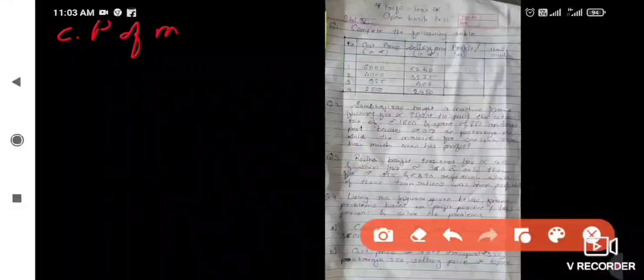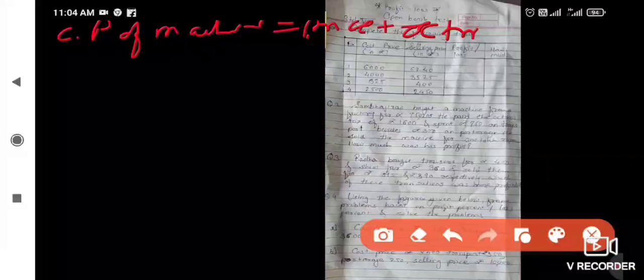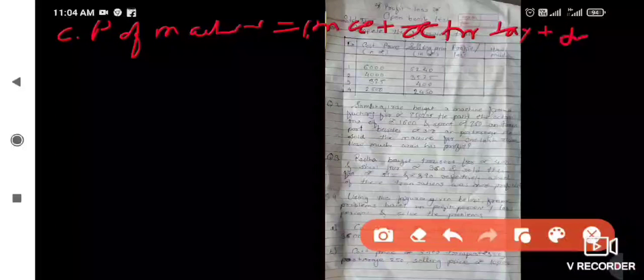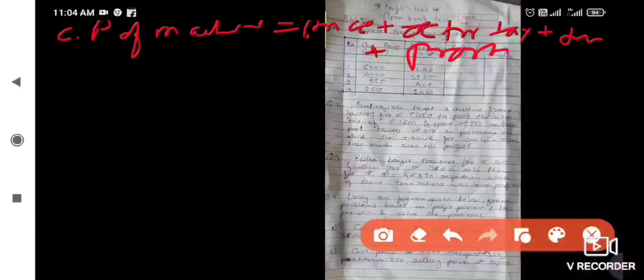So here we will write CP of machine, CP means cost price. You just write it in full form, CP of machine equals to price of machine plus tax, octroi tax, plus transport, and plus what? Porterage. All those charges we have to add.